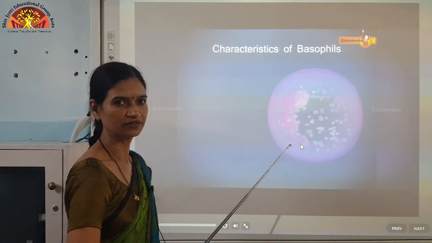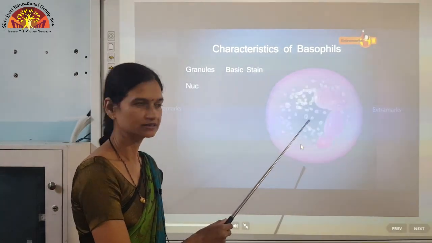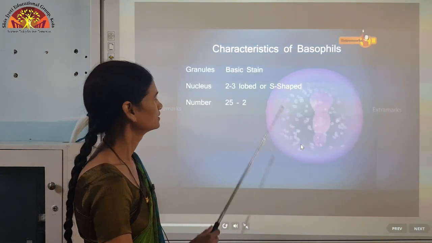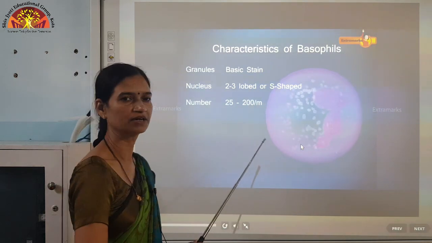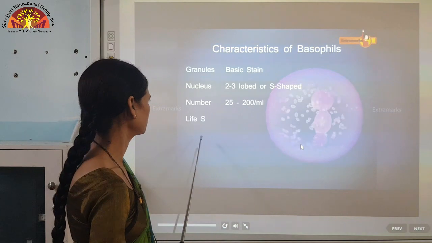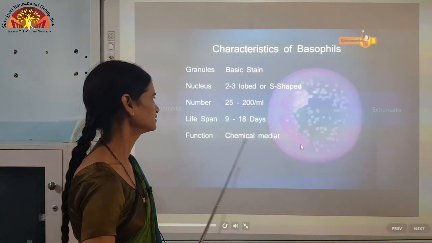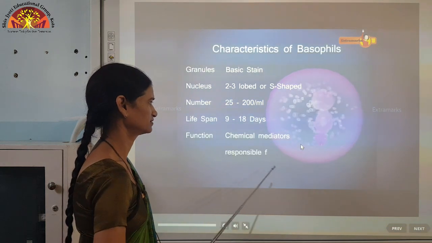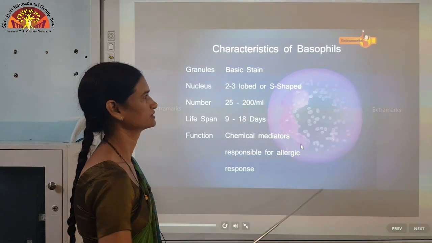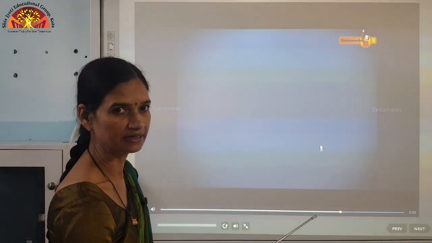Third type of granulocyte is basophil. They absorb basic stains. That's why their name is basophils, and their nucleus is 2 to 3 lobed, or it is S-shaped, and their number vary from 25 to 200 per milliliter of blood. Their lifespan is 9 to 18 days, and their function is chemical mediators responsible for allergic responses. तो allergic responses को ये control करते हैं. तो ये तीन तरह के granulocytes थे.